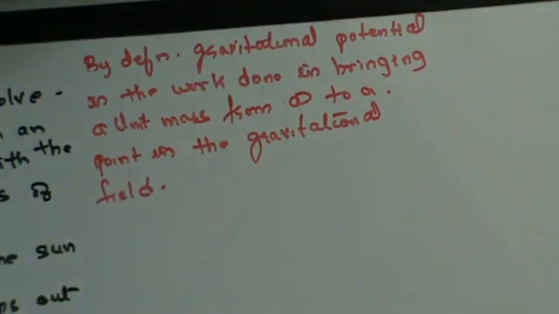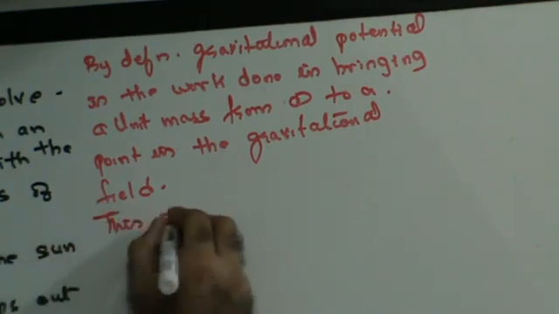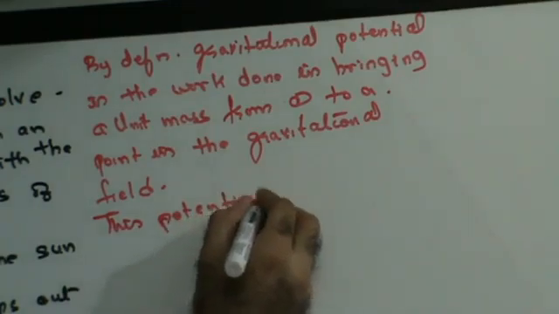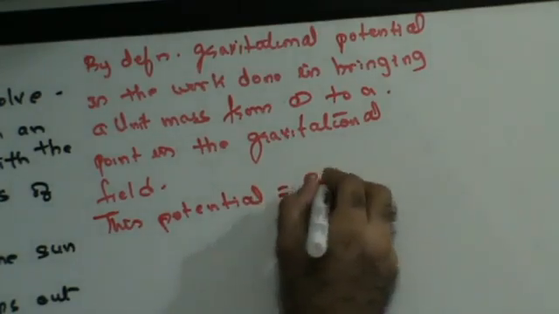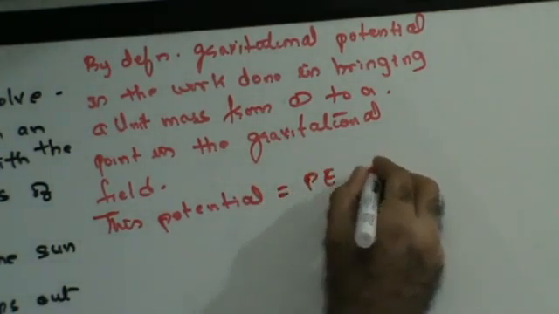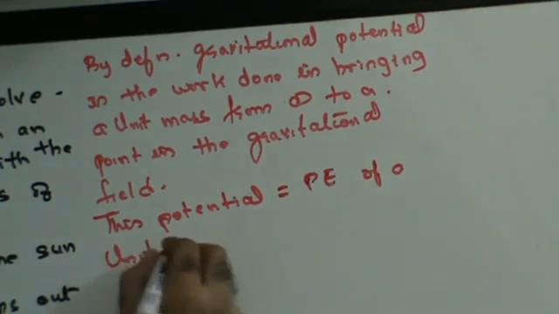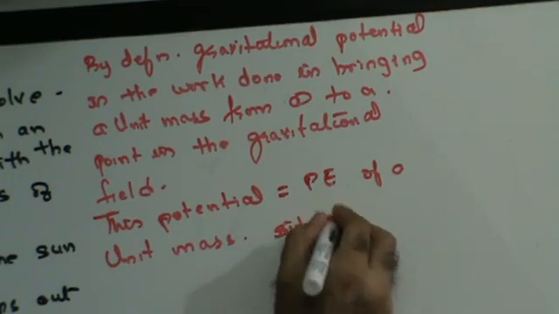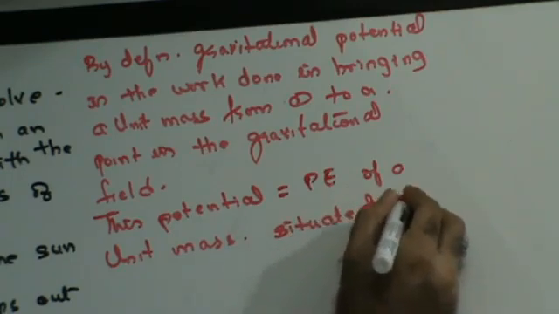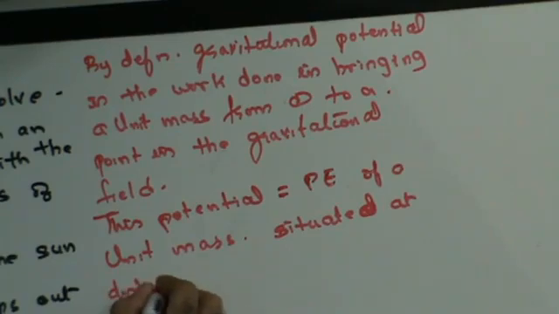Right? In which case I can say therefore this potential is going to be equal to the potential energy of a unit mass. This is the amount of work done. So this potential has to be equal to the potential energy of a unit mass situated at distance r from the center of the earth.